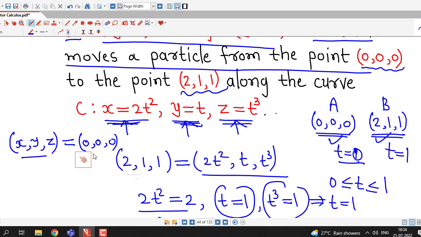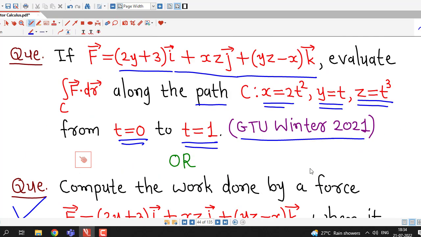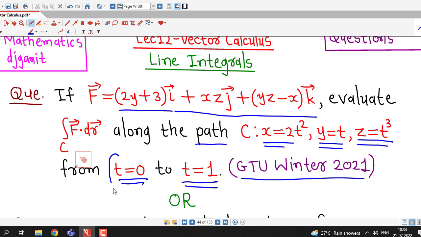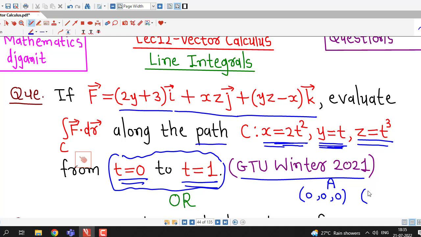First we compare this with this point, then we compare these values of x, y, z with this point, and we will be able to decide the range of t for integration. Here it is already given that this parametric representation is valid for t equal to 0 to t equal to 1. For t equal to 0, the values of x, y, z will be 0, 0, 0, and if I take t equal to 1 in all these equations, I will have 2, 1, 1. So we obtain these 2 points when we take t equal to 0 and t equal to 1.